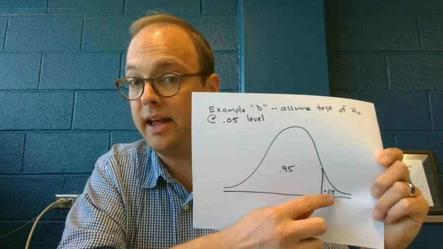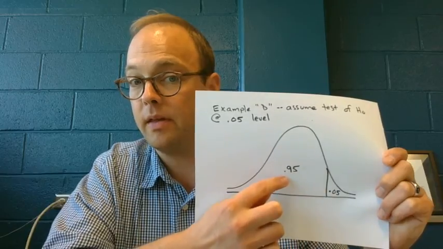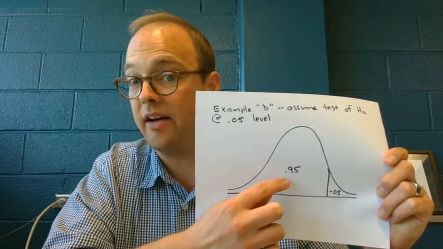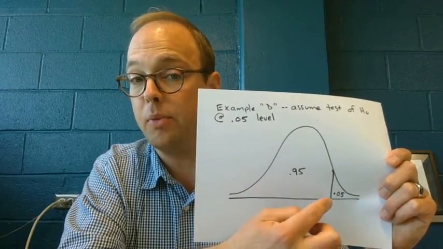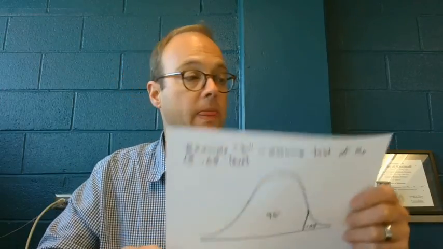That's the size of the tail, 0.05. That means that this piece has to be 0.95. 0.95 plus 0.05 is 1. Let's do another one.